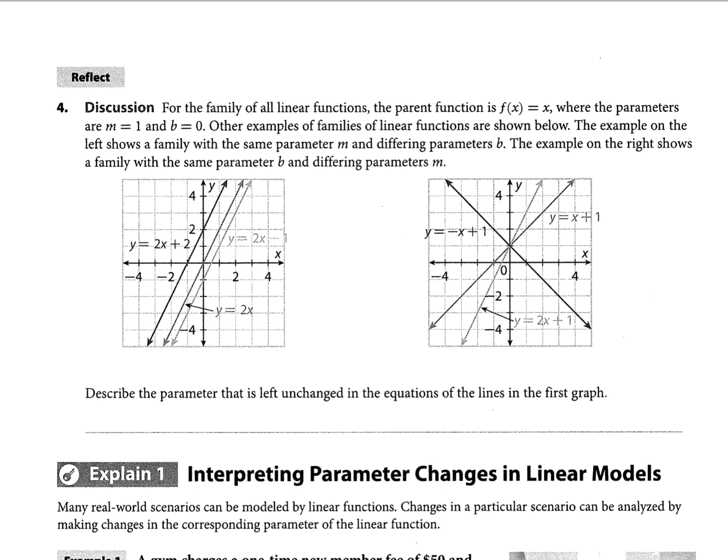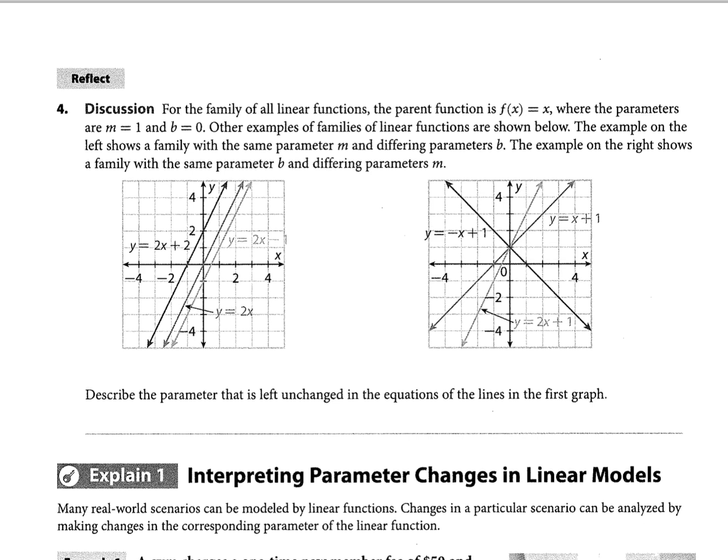Describe a parameter that is left unchanged in the equation of the lines in the first graph. The slope remained the same. You can see right here, m remains the same in all of them. So m was 2 for all of the equations in the first graph.